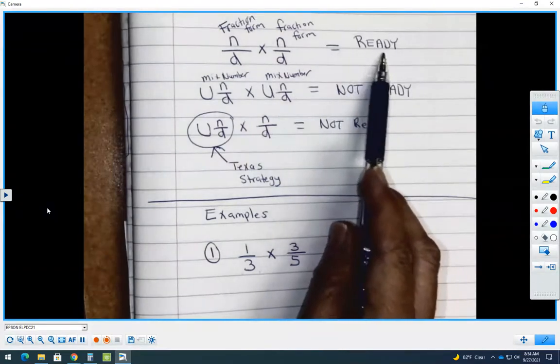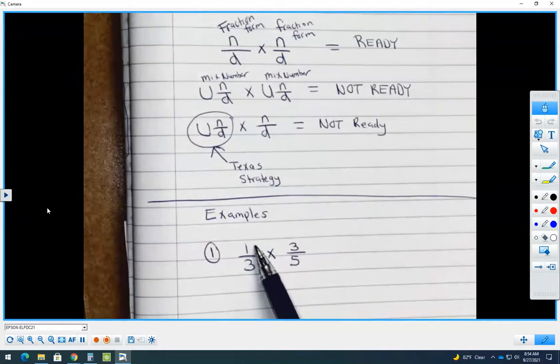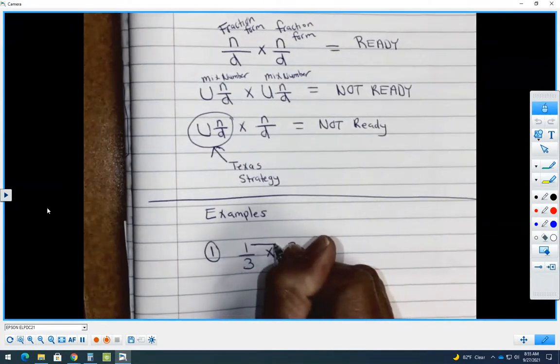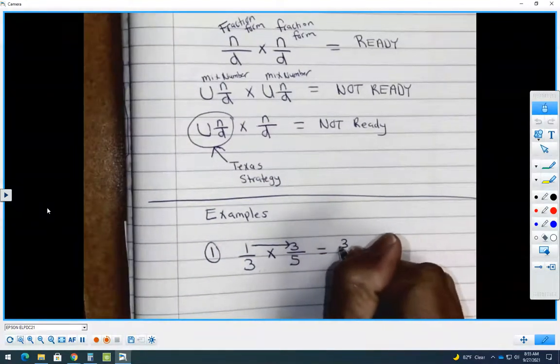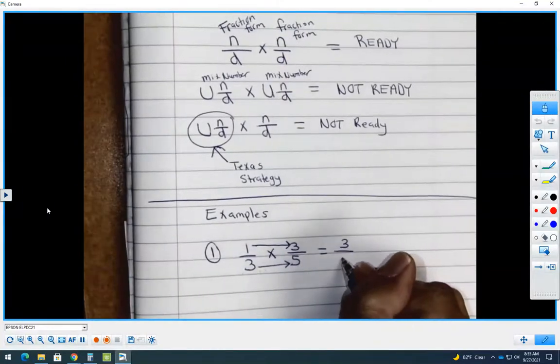Look at the word ready. Fraction, n over d. Is that what we have, n over d? Yes. This is ready to go. Once you see that both of them are in fraction form, we go across. What's 1 times 3? 3. What's 3 times 5? 15.